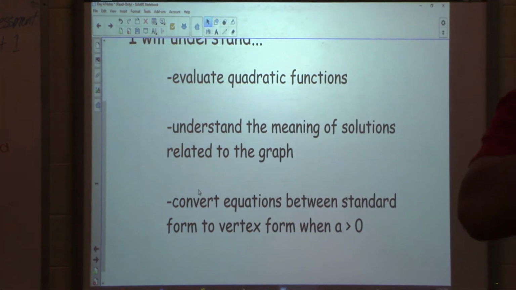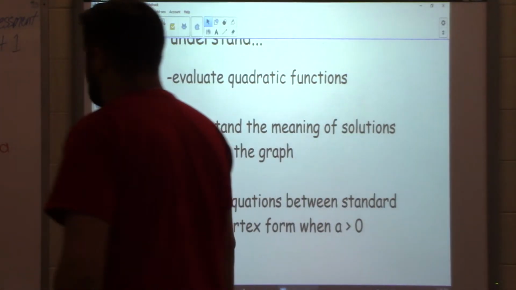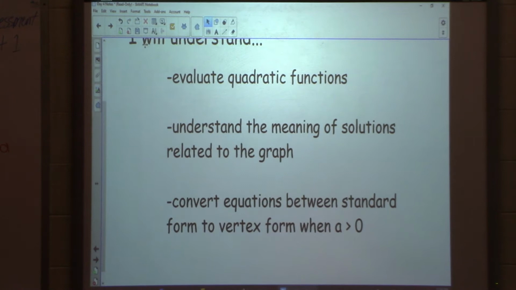Because yesterday everything we had was just x squared, right? Today we're going to throw in like 3x squared or 4x squared, to make it a little bit more challenging. So that's the kind of stuff we're going to do today. First and foremost, evaluating functions. We should all know how to do this.